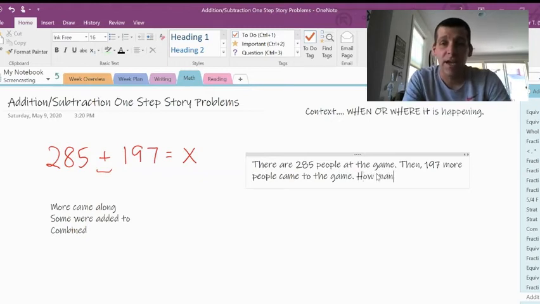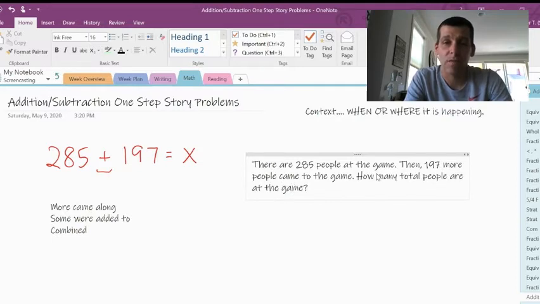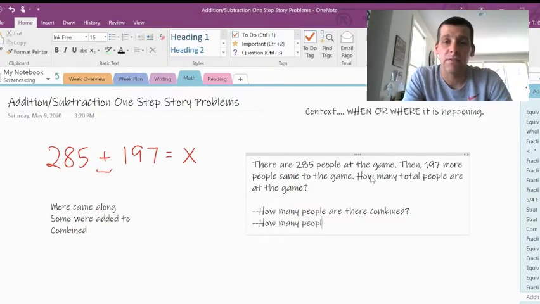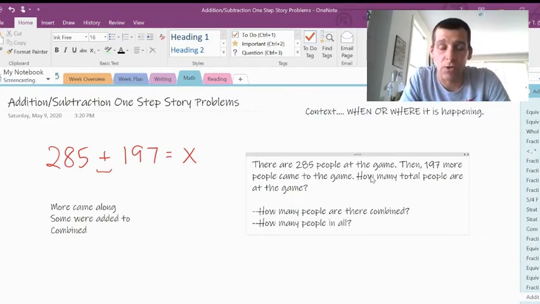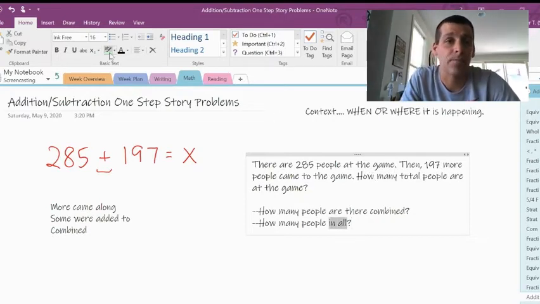So here I would say, how many total people are at the game? Another sentence I could have used as my question could be, how many people are there combined? Or how many people in all? All of those would have been great questions to help tell the person that they are going to need to add in this context. I'll highlight those because these are going to signal to my reader that they need to go about adding the total.